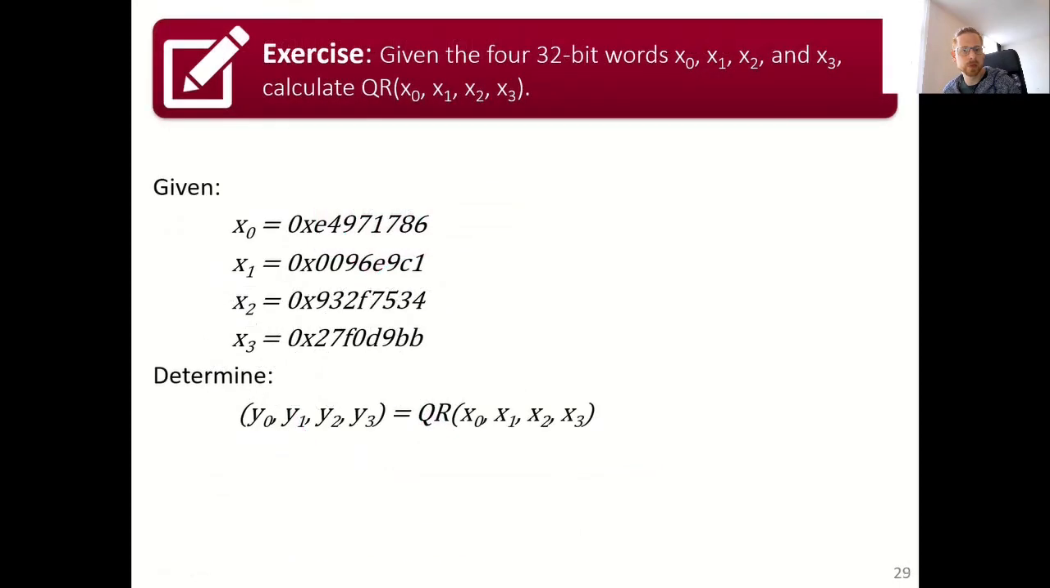To make sure everyone understands how the QR function works, I have an exercise for you. So given our 4 32-bit words, x0, x1, x2 and x3, calculate QR of x0, x1, x2 and x3. So these are the 4 words. In hexadecimal format, you should determine y0, y1, y2 and y3.